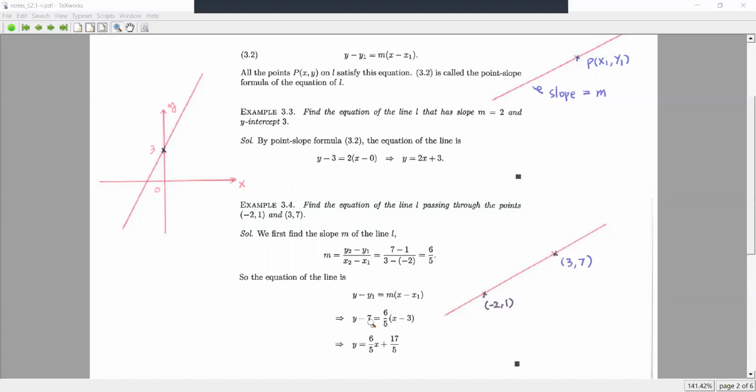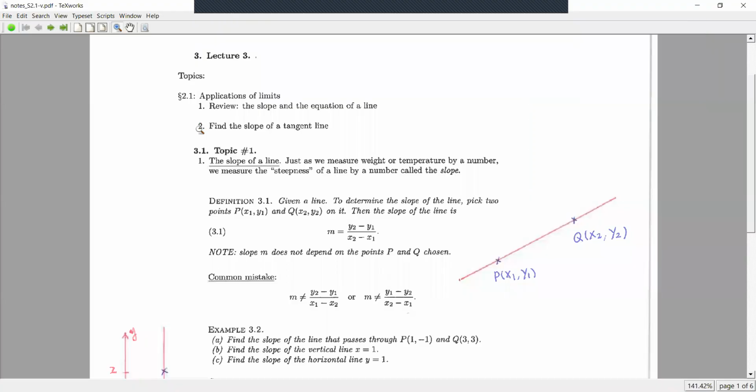y minus 7, then slope is 6 over 5. 6 over 5, parenthesis, x minus x1. This point is point P. X coordinate is 3. So x1 is 3. Simplify this equation a little bit, then this is the answer to this example.